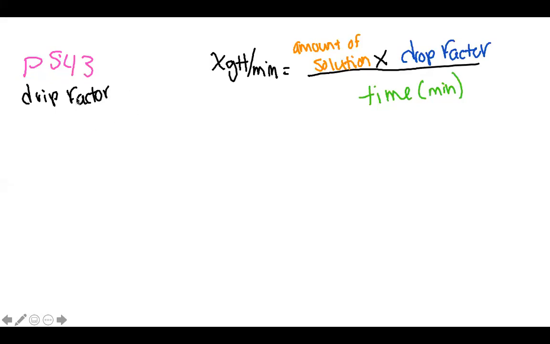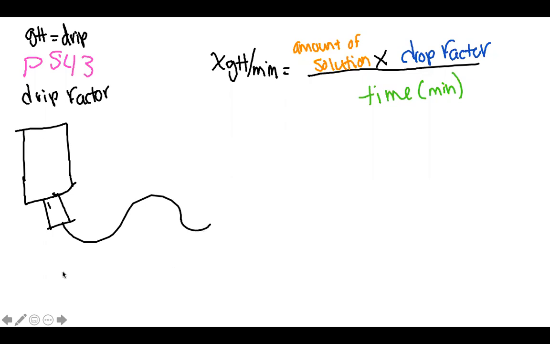So these are drip factors. It's important to know that GTT means drip. Why we're doing this is sometimes you're not going to have an IV pump. You're going to need to calculate how many mLs per hour a patient is getting, and you won't be able to rely on a computer to do it. You're going to have to count something. You're going to have to count these things called drops.